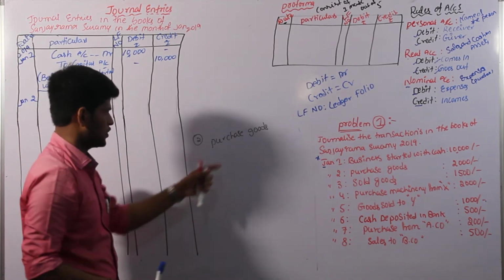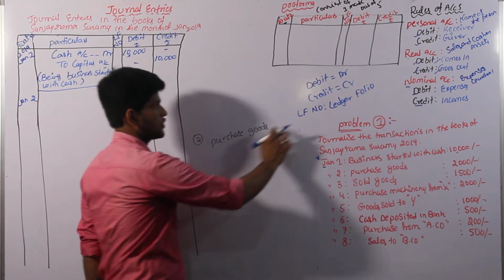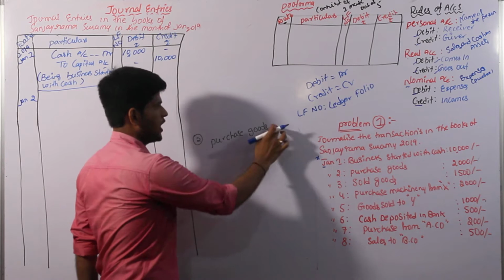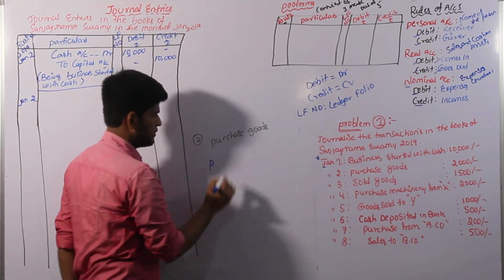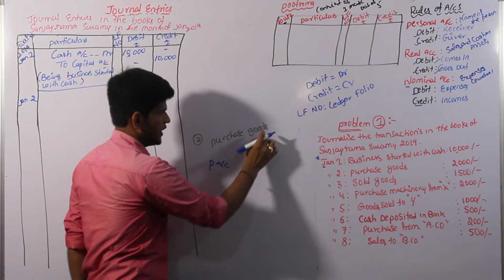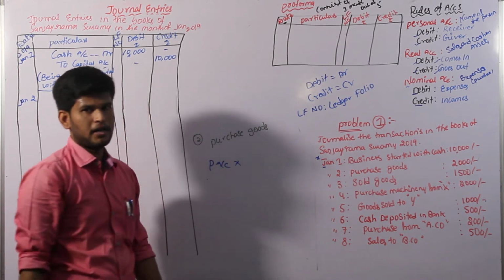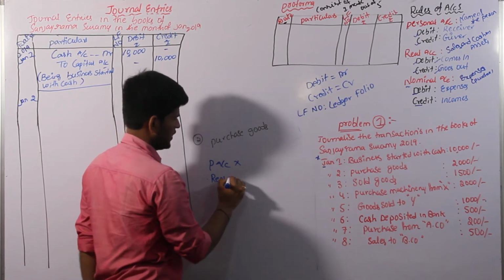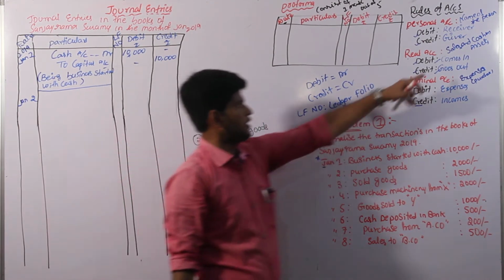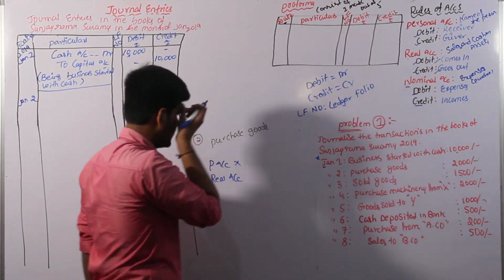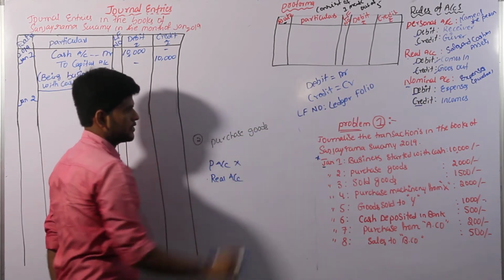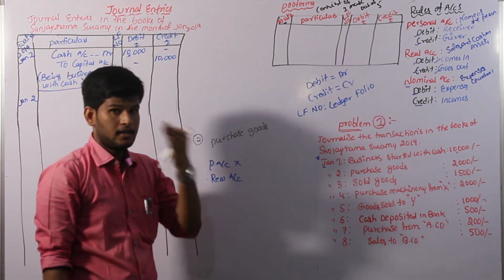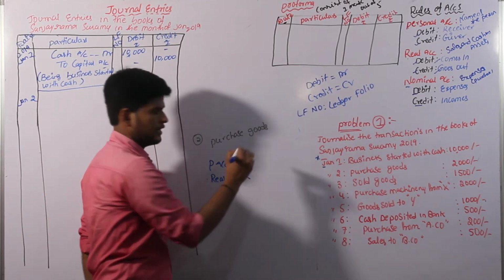Let us discuss the first rule of transaction. The first rule relates to personal account, that is the name of the person. Here we don't have any name, so we can write P for personal account. There is no personal account, so we can cancel the personal account rule and come to the second, real account, that is relating to sales, cash or asset. What is the transaction here? Purchase goods. Do we have any cash? No. Any sales? No. Any asset? No. So we can cancel real account also.